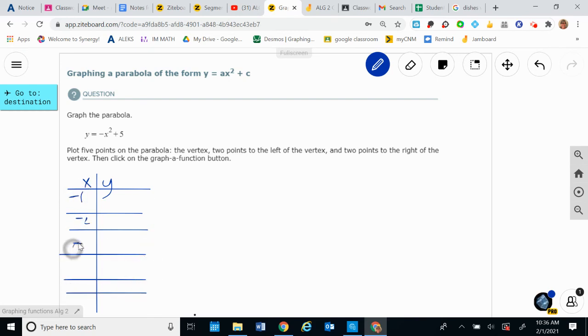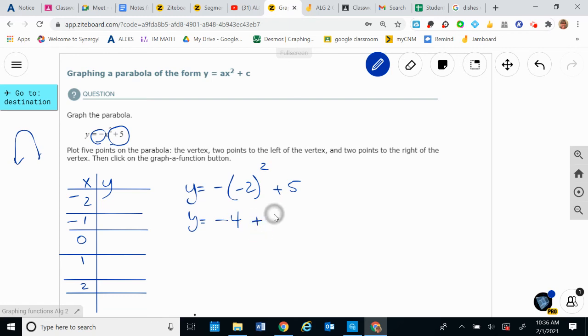-2, -1, 0, 1, 2. Okay, -2. So we're going to plug it in, and then we're going to discover what happens here. Notice now we have a negative in the front. So hopefully you imagine that it's going to flip the parabola upside down. What's that +5 going to do? Okay, so -2 squared plus 5. This becomes a +4, so it's -4 plus 5. And you get 1.